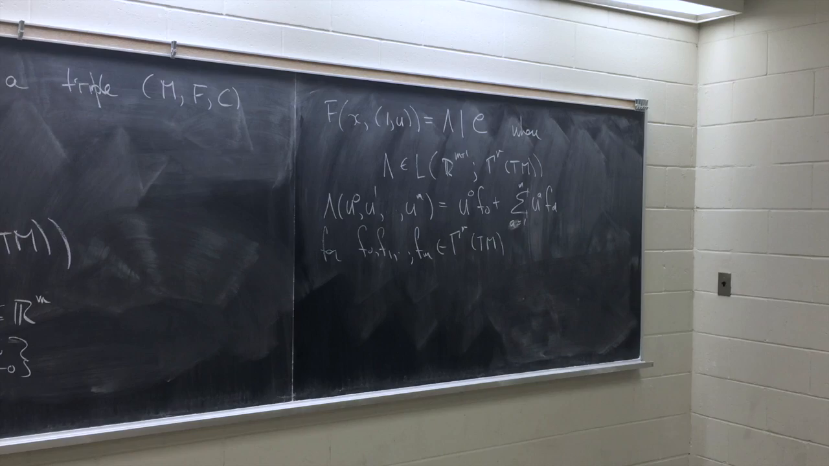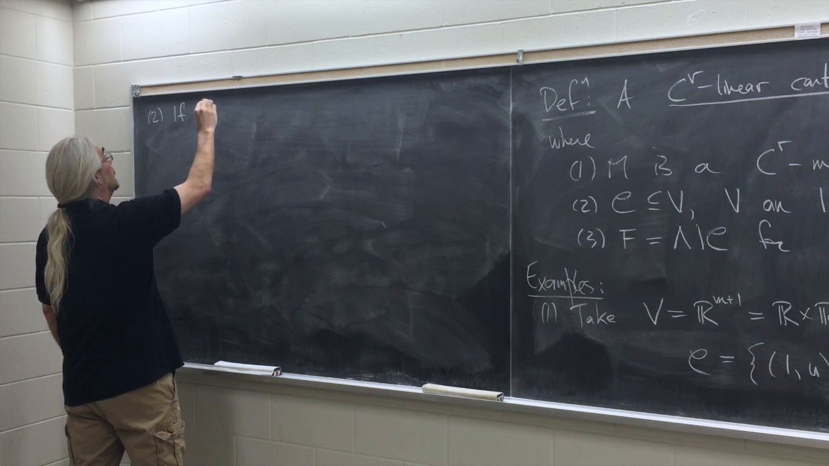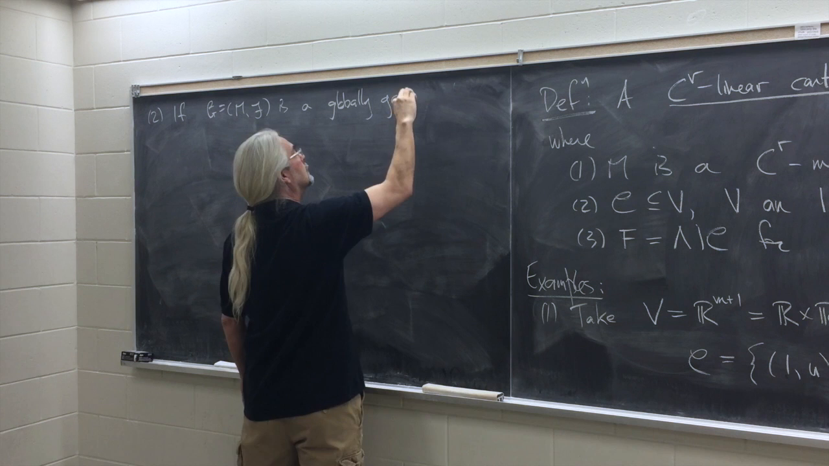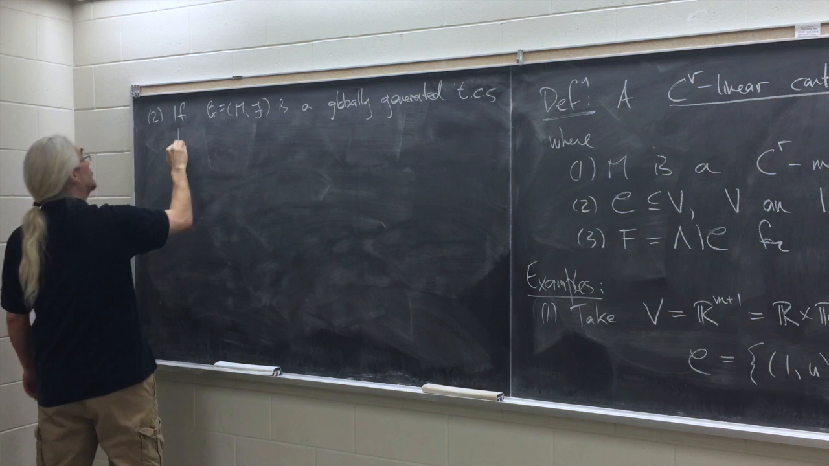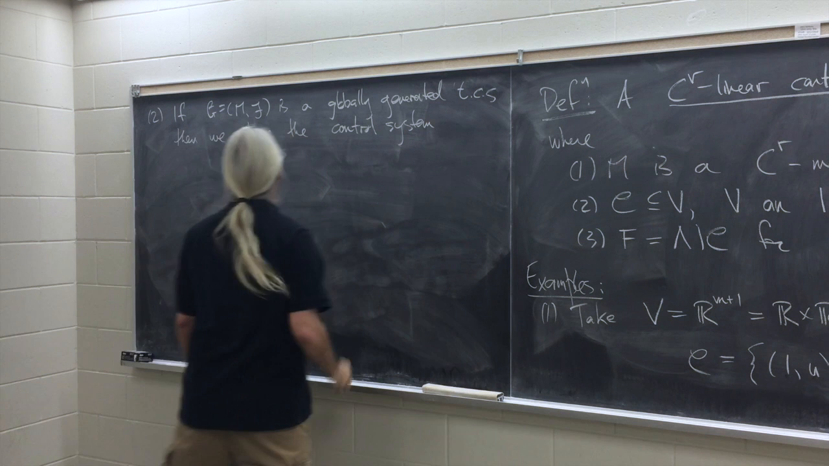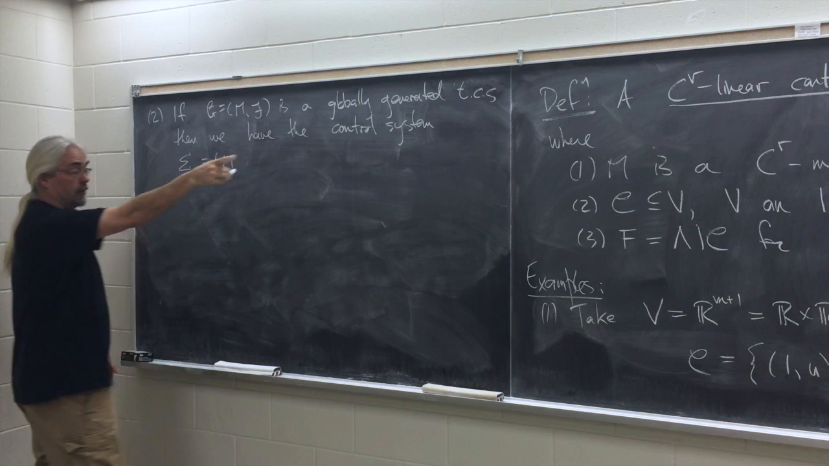All right. So what I'll do is show you how a globally generated tautological control system gives rise to one of these. So a control system gives rise to a globally generated tautological control system. So we have a control system, sigma. I'll remind you how that definition goes because I just want to make sure we understand the linearity part of the construction.